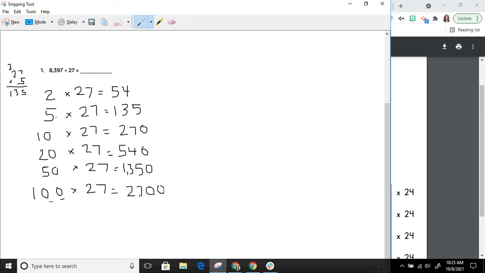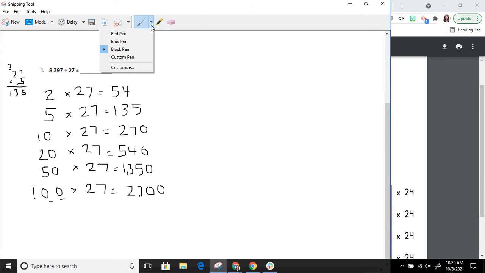So that's how you're going to start each problem. Use these numbers, 2, 5, 10, 20, 50, 100, and multiply them all by your divisor. In this case, it's 27, and in number 2, it's 18, and in number 3, it's 14. And then you're going to use the answers to these problems to help you with the division. And I'm going to show you how that happens now.